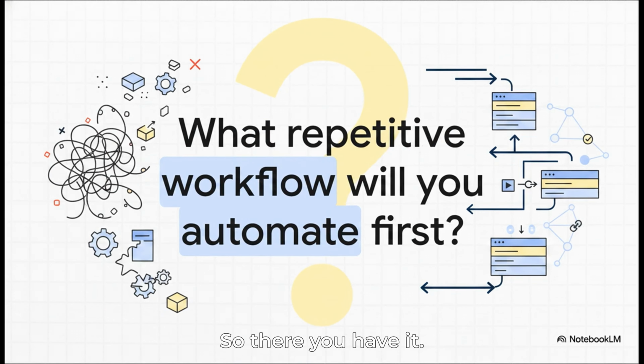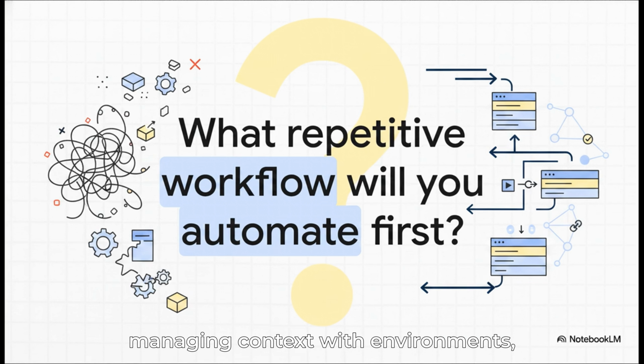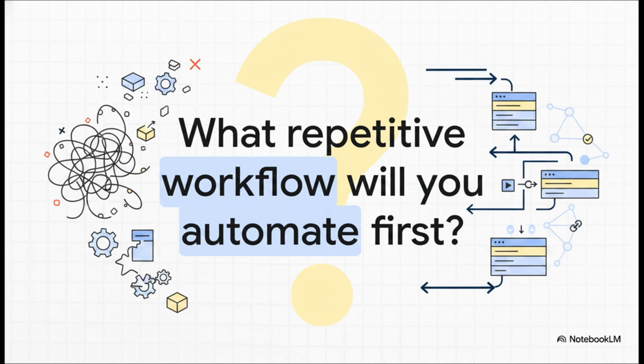So there you have it. From total chaos to complete clarity. By organizing with collections, managing context with environments, and automating with scripts, you can solve issues faster and give your team clear, data-driven proof. So the only question left for you is, what repetitive workflow will you automate first?